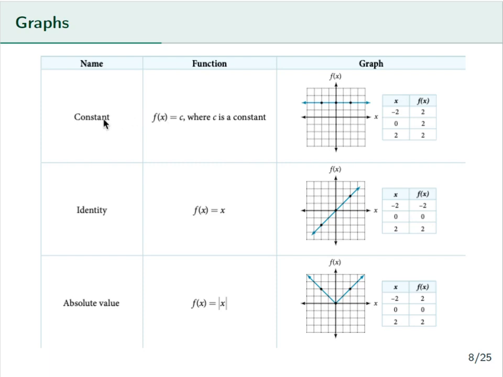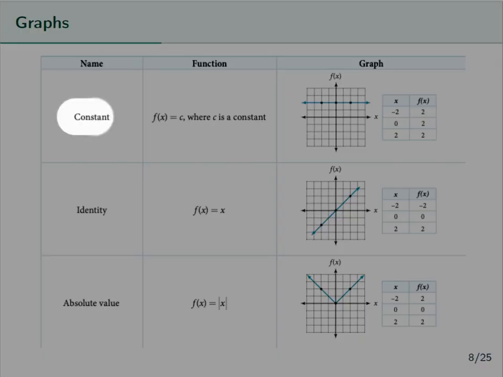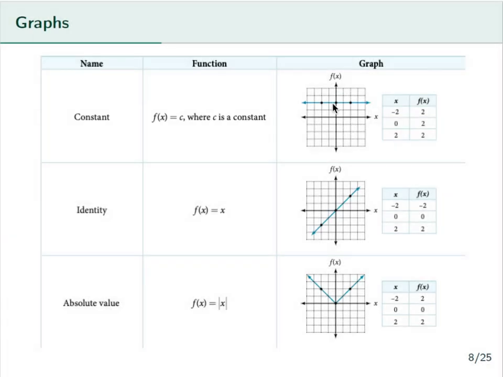So the first function is called the constant function. It's called constant because the output is just a number, a constant. Here's an example. This is f of x equals 2. That means whatever the input is, the output is always 2. And it is a function because each input has only one unique output. Right? And that output happens to be 2 for all the inputs.